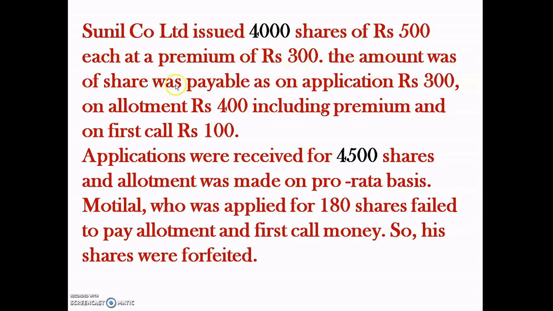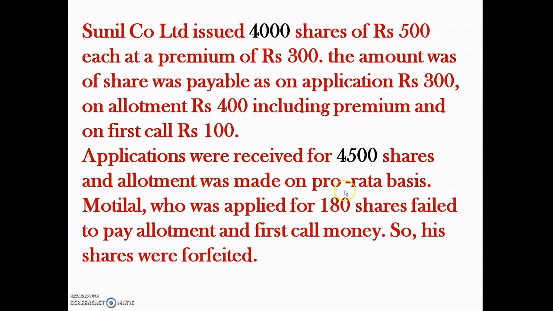Okay, the amount was payable as on application rupees 300, allotment 400 including premium. Here premium is on allotment and on first call it is 100. Applications were received for 4,500. See here, issued is 4,000 and applications received are 4,500. Means this is the case of oversubscription, because the number of shares applied is more than the number of shares issued by the company.